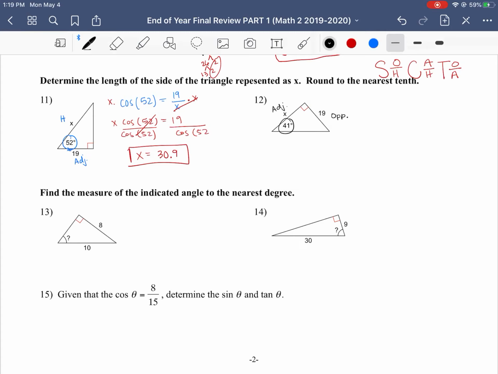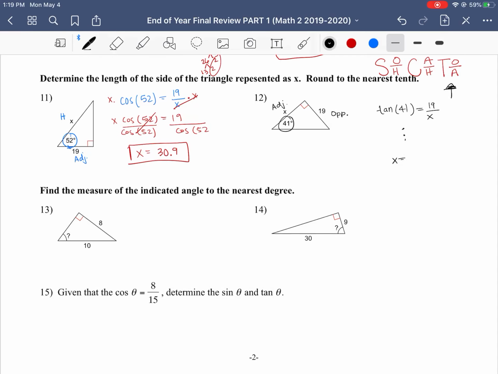find the adjacent leg. So again, opposite and adjacent, it looks like we're going to use tangent right here. So we're going to say the tangent of the angle is equal to opposite, which was 19 over x. Actually very similar to number 11. And then you're going to go ahead and keep solving that until you get your final answer there.